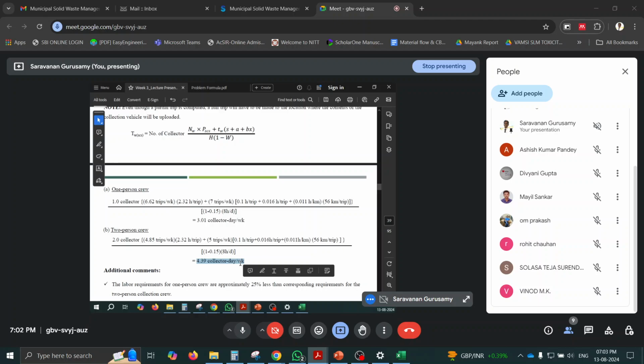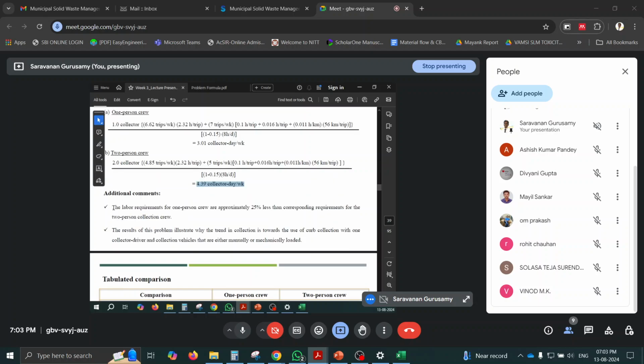So if you are comparing here, the labor requirement or the labor hours utilized for the 2 person crew is more than the 1 person crew for the same 1000 houses. So if you compare this, we are utilizing more manpower to collect from the same number of households. So a 1 person crew with 1 vehicle is the optimized system to collect from 1000 households. That is the conclusion we are giving here. So the labor requirement for the 1 person crew is 25% less than the corresponding requirement for the 2 person collection crew. Okay, that's the conclusion.